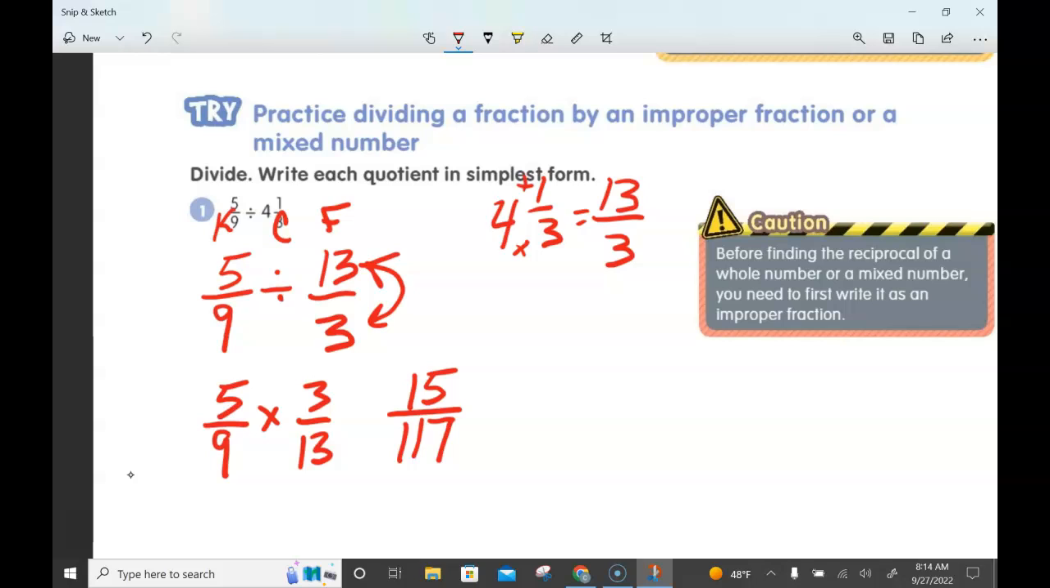So now what we need to do is think about, are there any numbers that can go into 15 and 117? One of the divisibility rules we talked about: whenever you add the sum of the digits, in other words, 1 and 5, that gives me 6. 1, 1 and 7 gives me 9. Those two numbers can be divided by 3. So because of that, we know 117ths can be divided by 3 as well. So we take 15 divided by 3, 117 divided by 3, and that is going to give us 5/39.